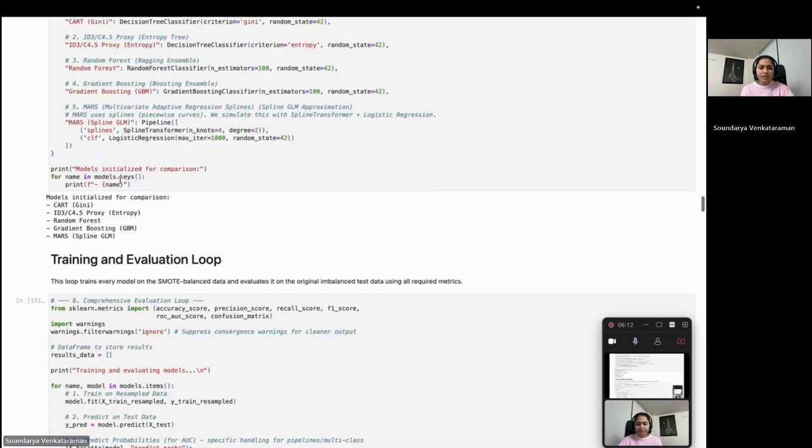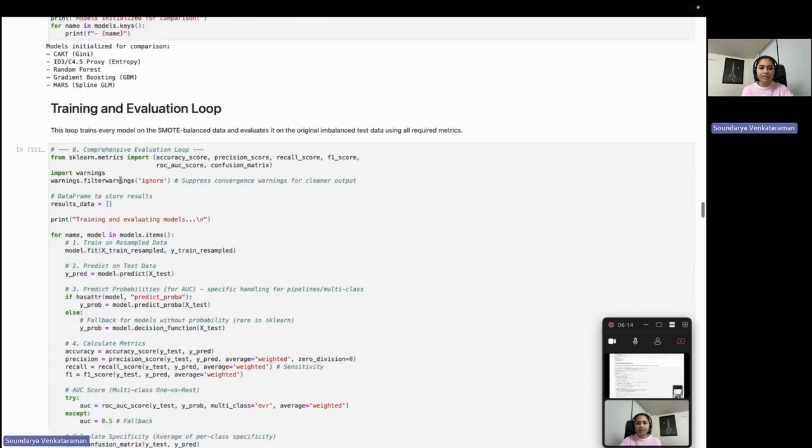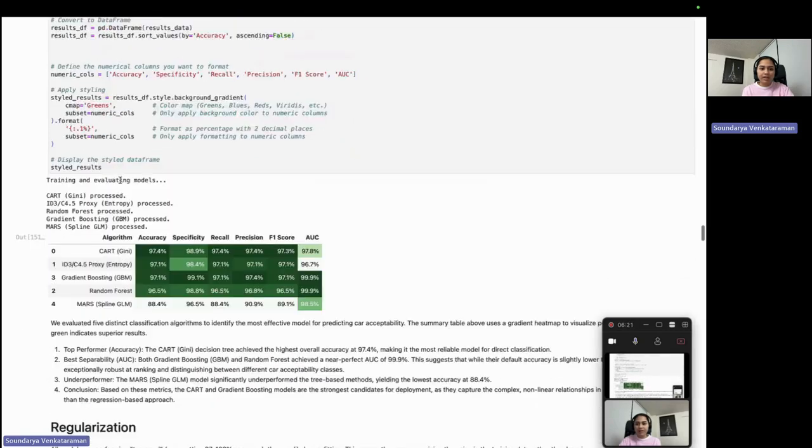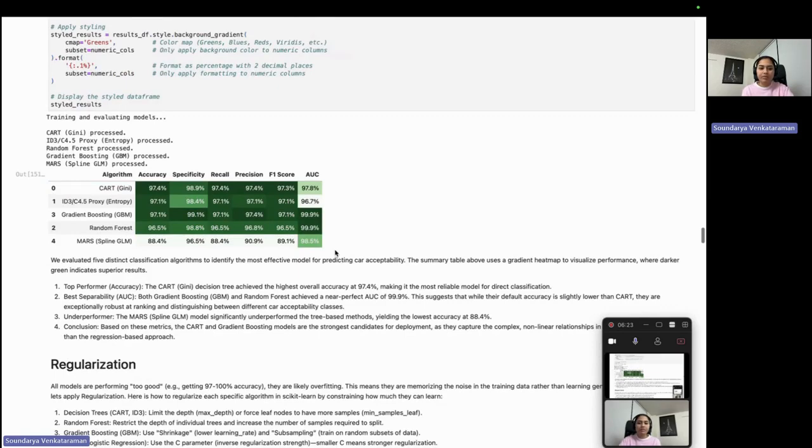Based on the data set which we have for training, we have trained using the data set and evaluated, and here we can see the performance metrics. Gini has the highest accuracy of 97.4%, and AUC is almost 100% for gradient boosting and random forest. So all models are performing very well, and it's likely to be overfitting.